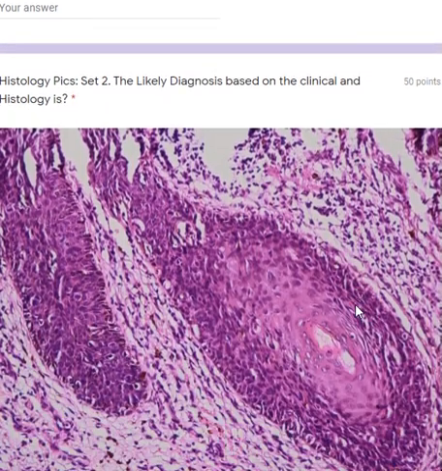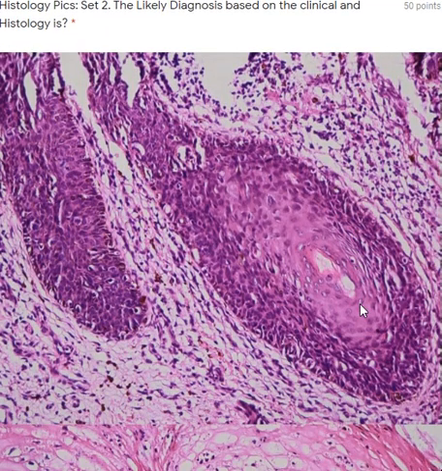Okay, now this is a nice higher power image of the same, and there is definite melanin incontinence here. You can also make out the loss of polarity here as well. The direction of maturation is completely gone wrong.